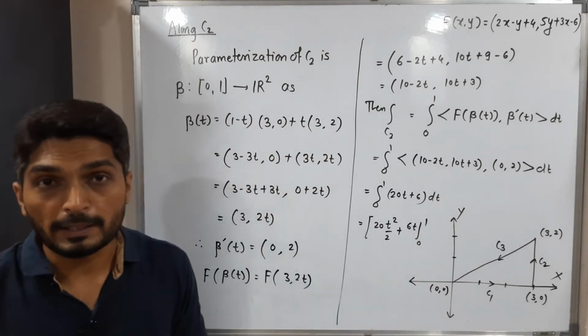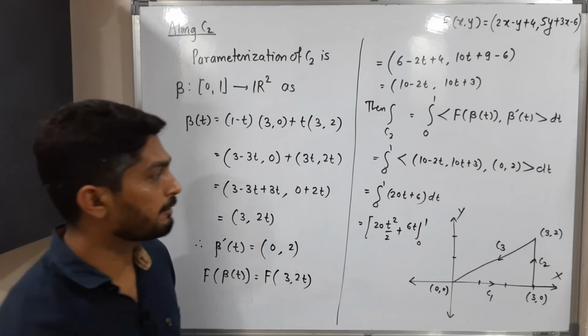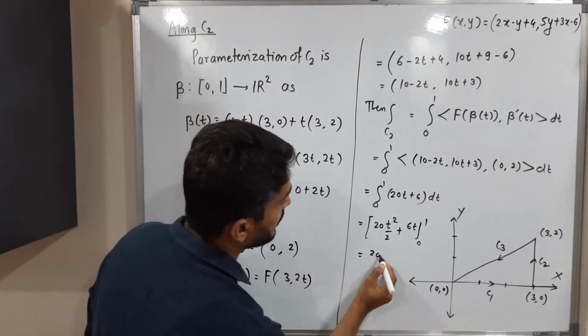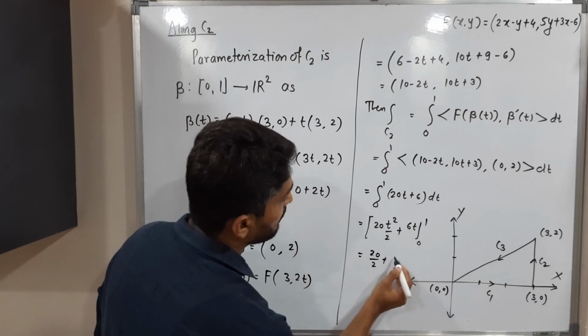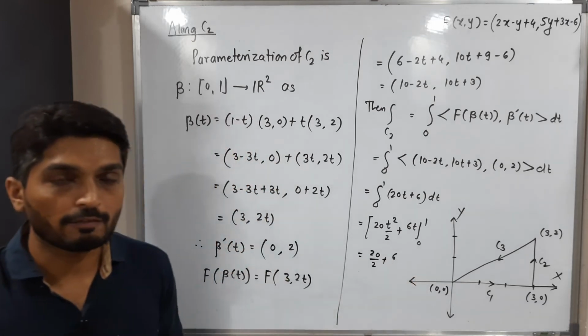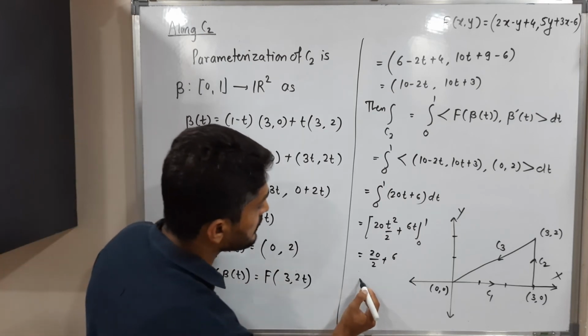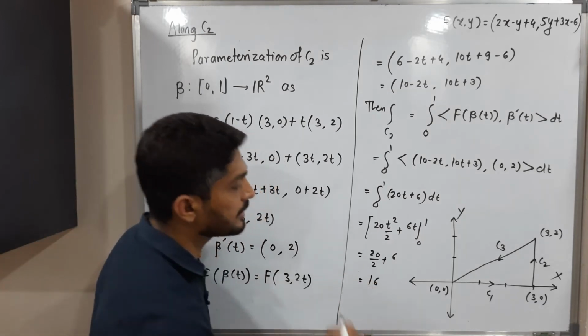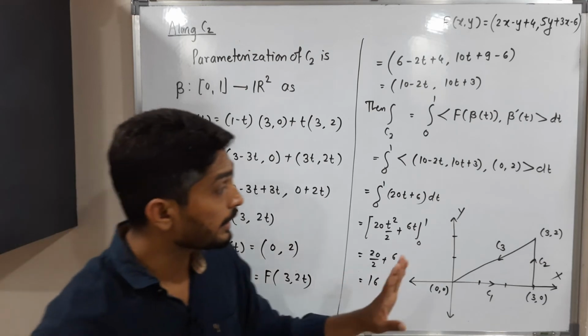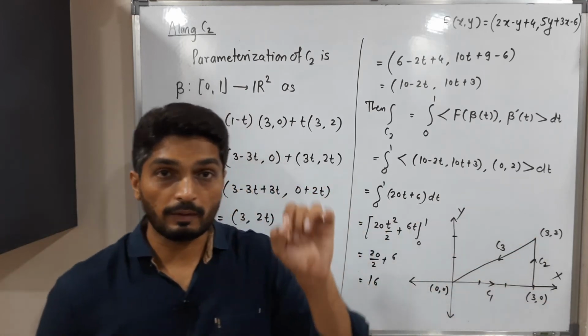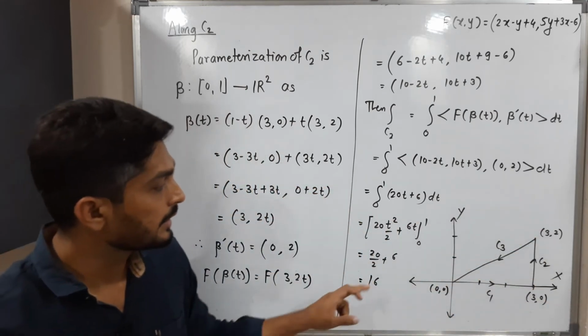I am going to put the upper limit first, then I will put the lower limit. If I put 1, we will have 20 by 2, and here if I put 1, so 6 into 1, 6. If I put 0, we will have 0, so I will not write that. So this is 10 plus 6, 16. This is the required answer. Okay. So the value of the line integral over C2 is 16.